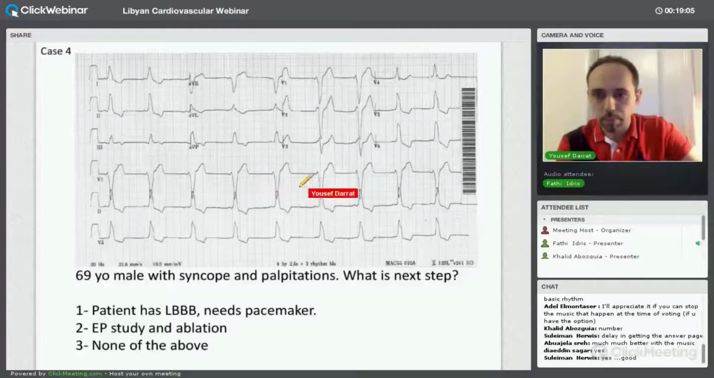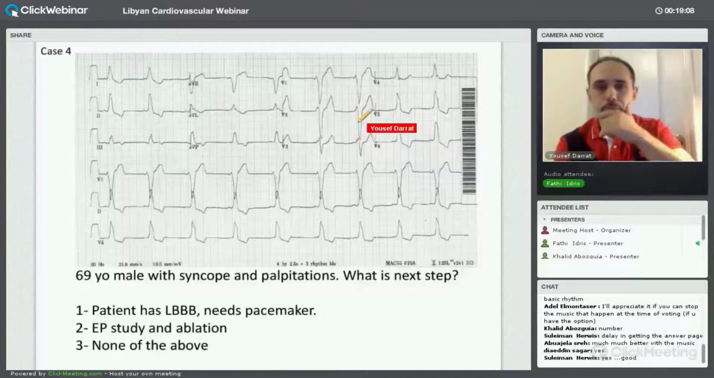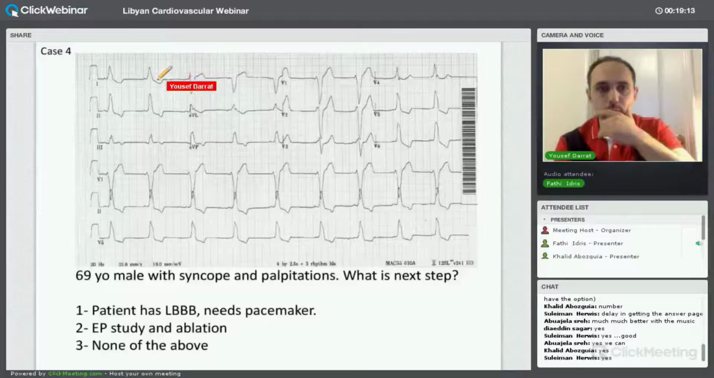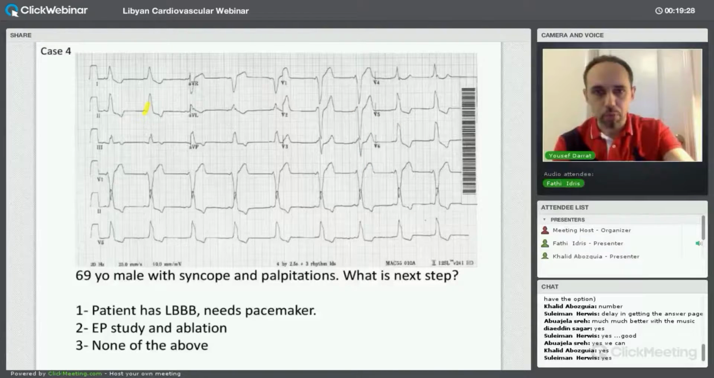Can you all see my PowerPoint back up? Okay. So see the P to R interval is really short, and you can see the slurring of the delta wave. This could be tricky. Someone could think that this is a left bundle because this is basically a right-sided accessory pathway. So it activates the right ventricle before the left ventricle, and it gives a left bundle kind of morphology, but it's actually not left bundle.